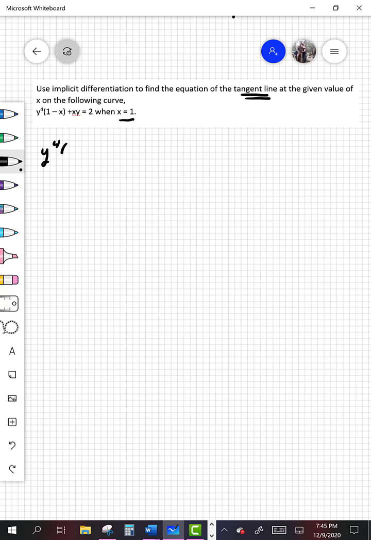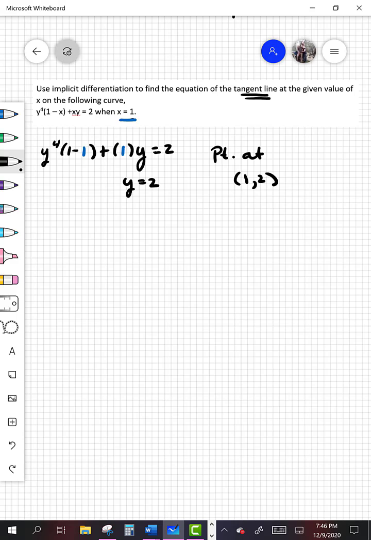So we have y to the 4th, (1 minus x), which is 1 minus 1, plus x, which is 1, all times y is equal to 2. Well, 1 minus 1 is 0 times y to the 4th is 0, so we get y is equal to 2. So we have a point at (1, 2). So now we need to find the derivative when x is 1, and so we're going to use implicit differentiation.